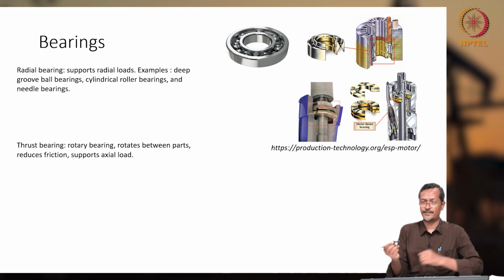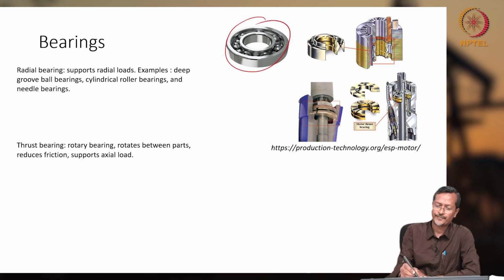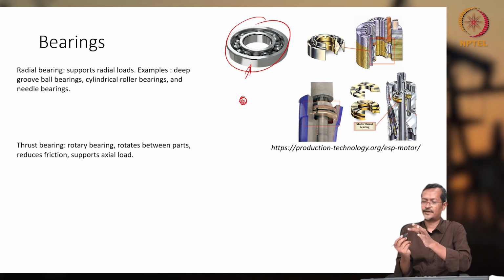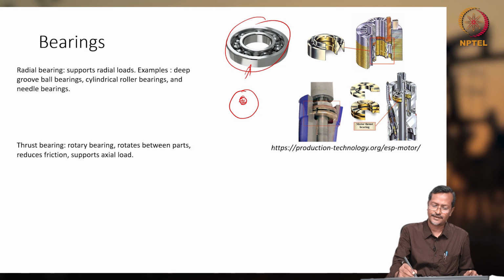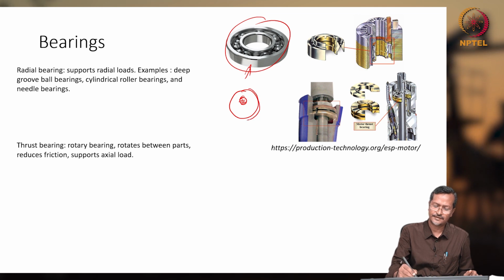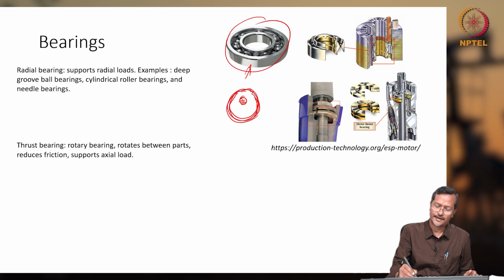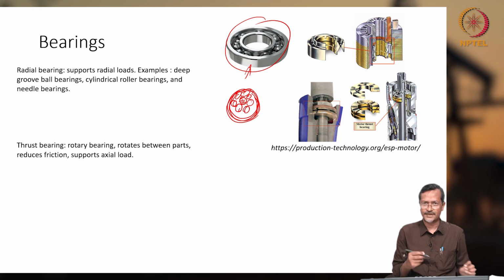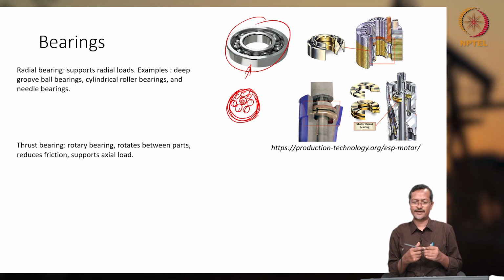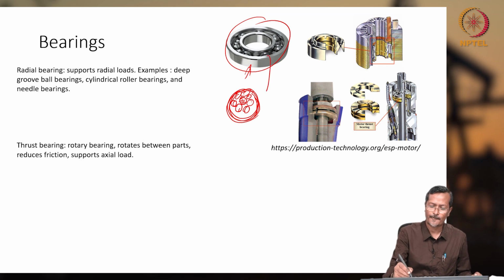What is the bearing? One will be the radial bearing. Radial bearing is like this. Your shaft is here, the shaft cross section, and it is rotating inside a certain casing, and you give small balls here. Like when you go to a cycle shop, they put lots of balls in your cycle so that your cycle rotates smoothly. So this is called a ball bearing.